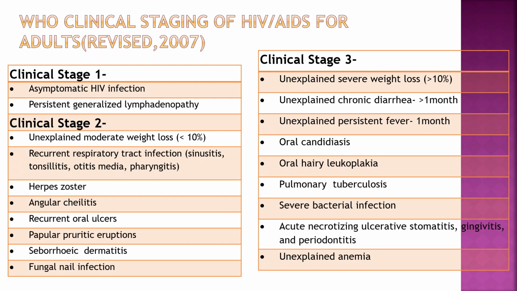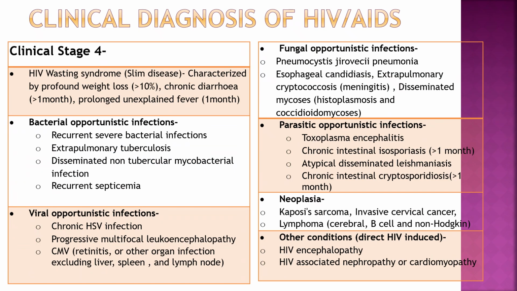Clinical stage 3: unexplained severe weight loss more than 10%, chronic diarrhea more than 1 month, persistent fever more than 1 month, and others like oral candidiasis, oral hairy leukoplakia, pulmonary tuberculosis, severe bacterial infection, acute necrotizing ulcerative stomatitis, gingivitis, periodontitis, unexplained anemia. Stage 4: HIV wasting syndrome, slim disease, characterized by profound weight loss more than 10%, chronic diarrhea more than 1 month, prolonged unexplained fever more than 1 month.